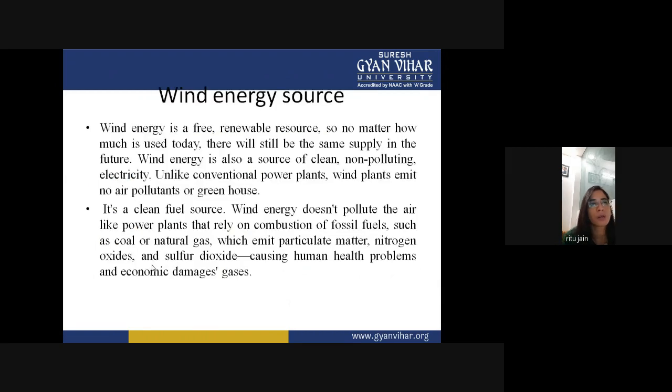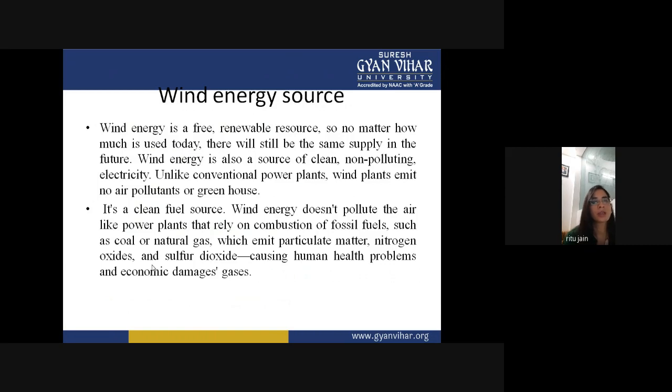Now, next we come to the wind energy sources. So wind energy is a free renewable resource. No matter how much it is used today, because you are not paying money for getting the wind, there will still be the same supply in the future. Wind energy is also a source of clean, non-polluting electricity. Unlike conventional power plants, wind power emits no air pollution or greenhouse gases. Right. So it is a clean fuel resource.